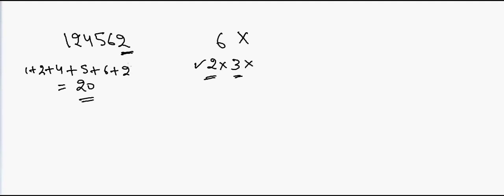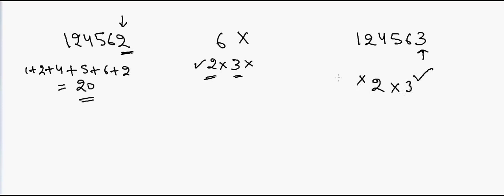We can modify this by adding one more number. So if I add one more number here, then it will become 1 2 4 5 6 3. But now this number is divisible by 3 but not by 2. So still if we talk about 6, it will not be divisible by 6.